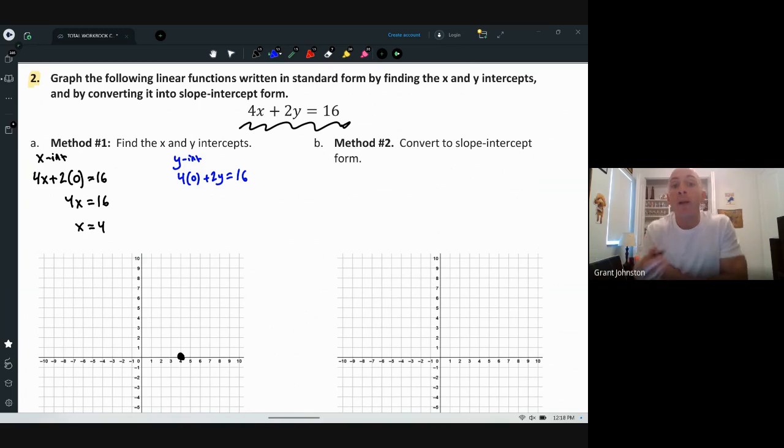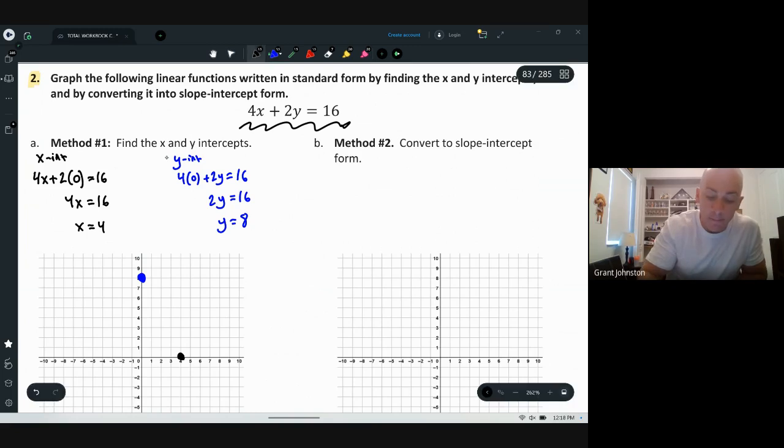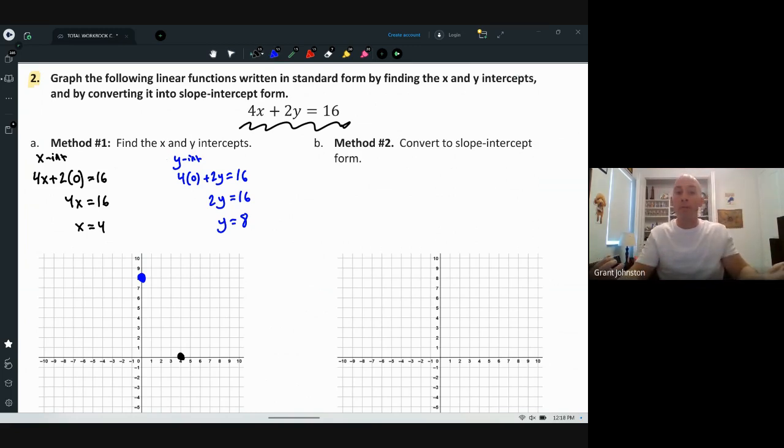But anyhow, so I'm plugging in 0 for x. 4 times 0 is 0, so I just have 2y equals 16. Divide by 2, y is 8. So the y-intercept is at 8. And to form a line, you only need 2 points. So I have my x-intercept, I have my y-intercept. So this line is going to look something like that.